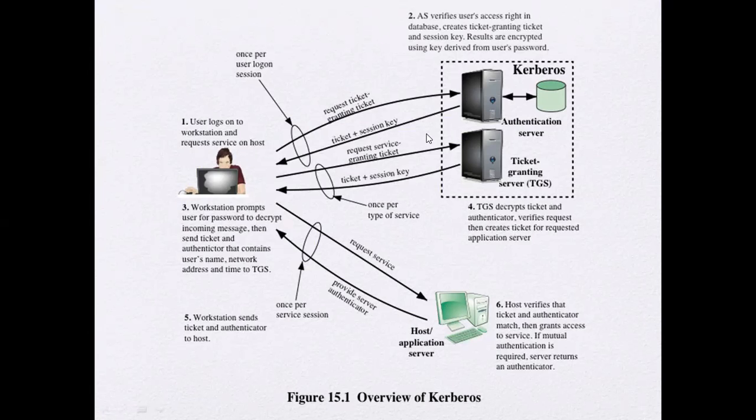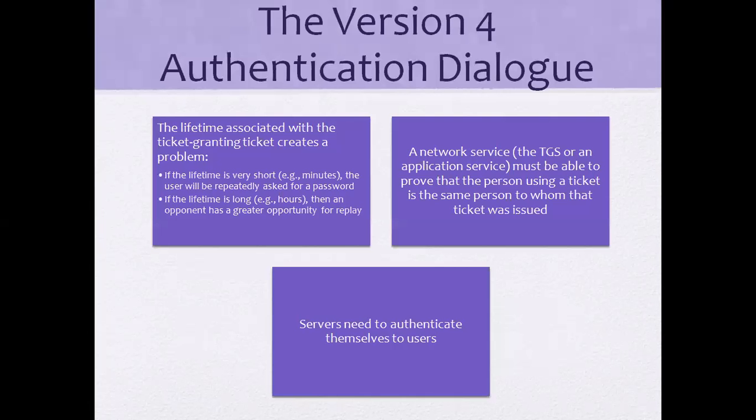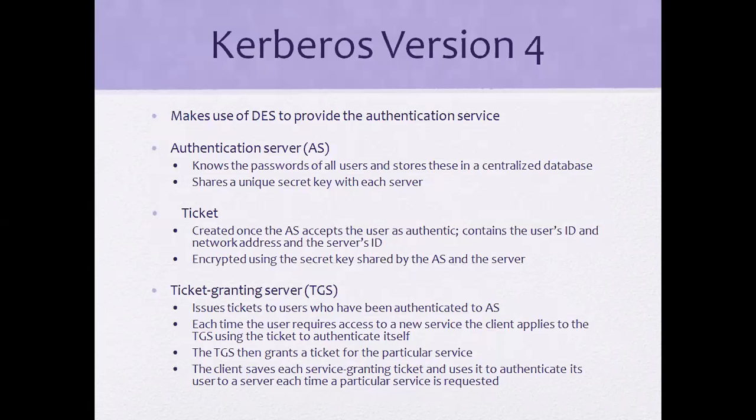Now we see that three parties are involved: the client, Kerberos, and the server. So three types of parties are involved. This is the basic building block diagram of Kerberos version 4, right? Now we will see in detail the various modules. Kerberos version 4 makes use of DES to provide the authentication service. In this version there are three very important modules.